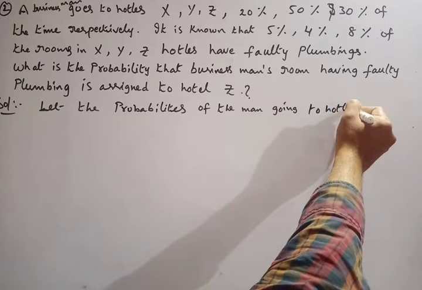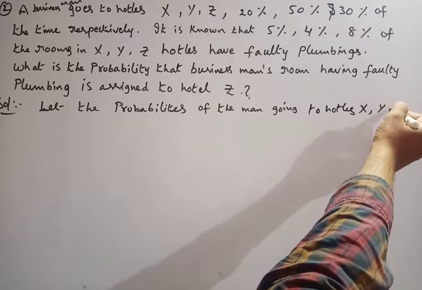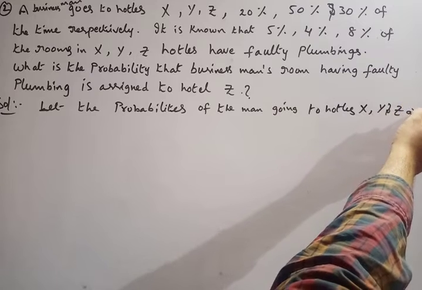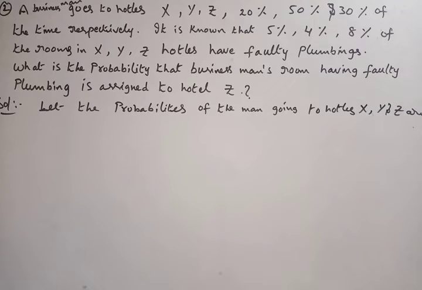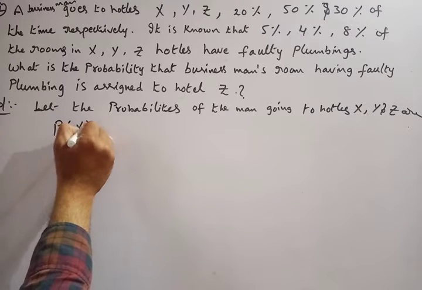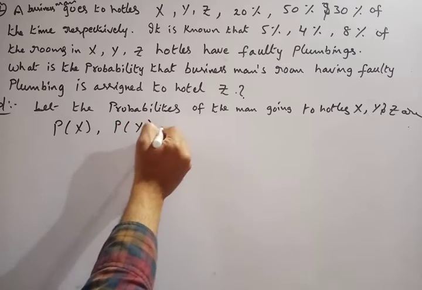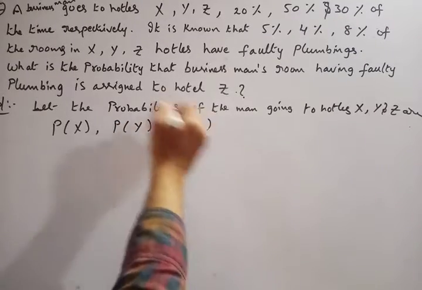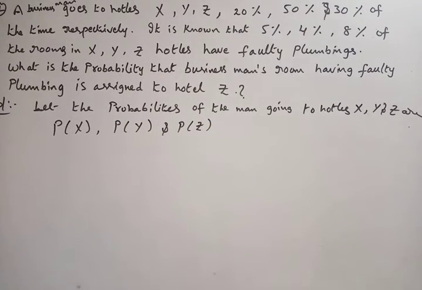A businessman is going to hotels X, Y, and Z. The probabilities of the businessman going to each hotel are P of X, P of Y, and P of Z.